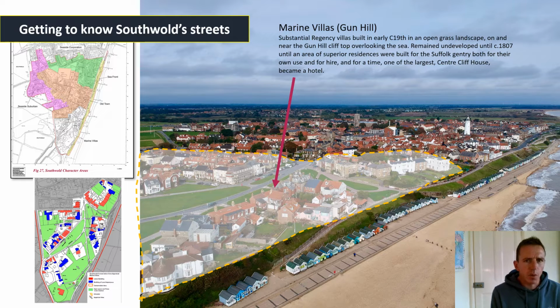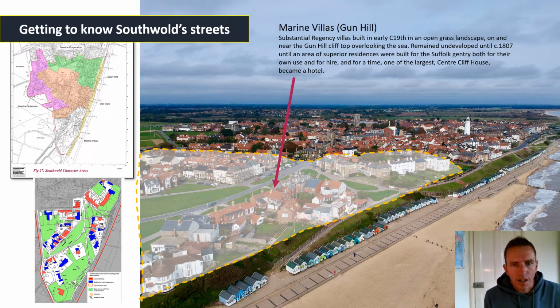In the appraisal report, it says this is a substantial Regency villas built in the early 19th century in open grass landscape on and near the Gun Hill cliff top overlooking the sea. So yeah, a number of these properties have got the best views in Southwold. They were superior residences built for the Suffolk gentry, the wealthy people, the commanding, powerful locals of that era who would own and use these buildings.